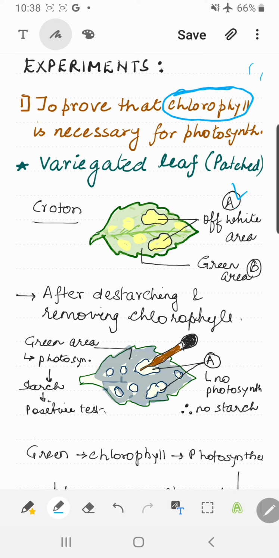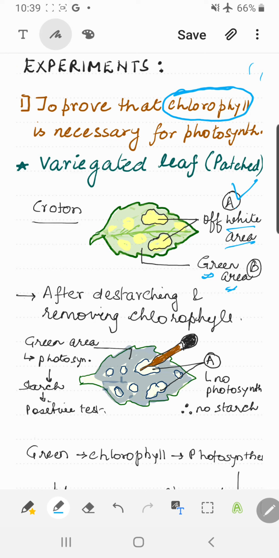I have marked this area as area A, and this is the off-white area, or you may say the yellow area, but it doesn't have chlorophyll. This is what I mean to say, that the leaf has patches and those patches do not have chlorophyll, right? But the rest of the portion is green. That means this green area is having chlorophyll. So what do you conclude out of this? That the variegated leaf is one where the patches are the areas which do not have chlorophyll. They are devoid of chlorophyll, and the rest of the green portion is having chlorophyll.